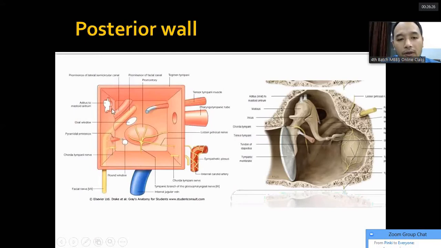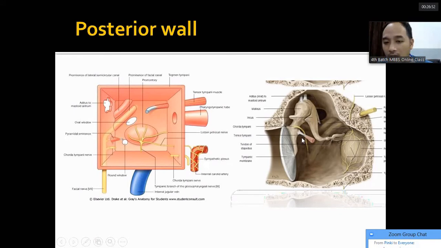This is the posterior wall, the aditus, and somewhere here inferior to the aditus is the fossa incudis, and then this is the vertical part of the facial nerve. This is the pyramidal eminence, which gives rise to the stapedius muscle tendon, and this is the entry point of the chorda tympani nerve, also called the posterior canaliculus.